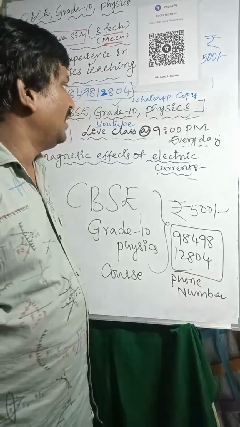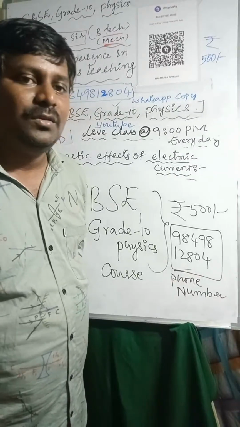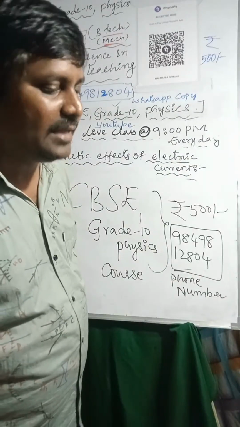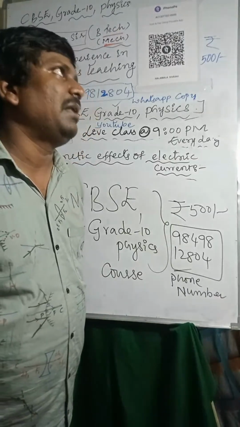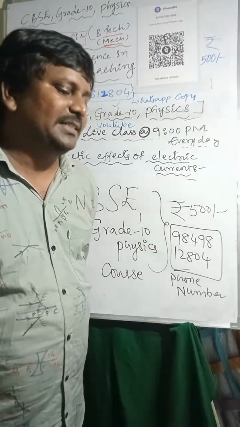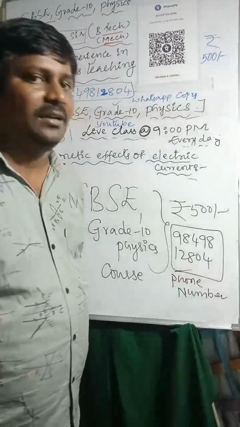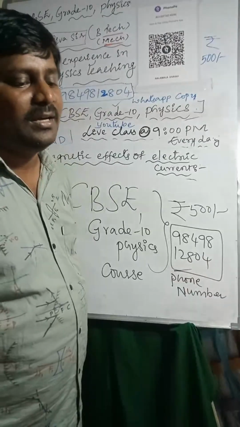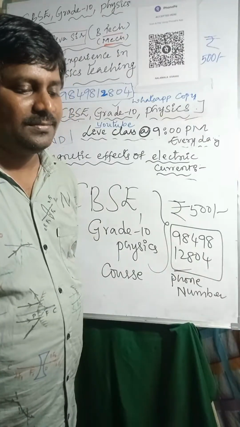At 6 o'clock I'm planning to take the light chapter, reflection and refraction. Those who are interested can join that class, or you can join at 9 o'clock. At 9 o'clock I'm planning to do the same chapter, the light chapter only. I'll explain it. Those who can join at 6 o'clock can join, and those who want to join at 9 o'clock can join. That is your wish. The choice is yours.